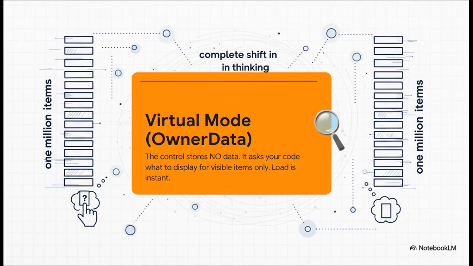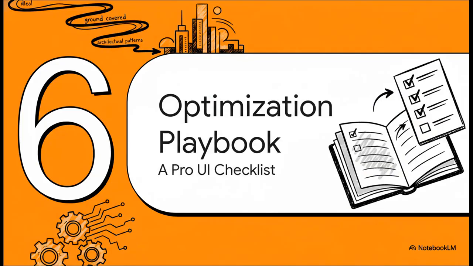In virtual mode, the control stores absolutely nothing, no data, zero. You just tell the list view, hey, you are responsible for displaying 1 million items, and it just says, okay, got it. It doesn't load a thing. Instead, when the user scrolls, the control comes back and asks your code, okay, I need to show item number 500,005. What text should I put there? You provide the data on demand only for the few items that are visible. The result? The load time is basically instant. It's pure genius.